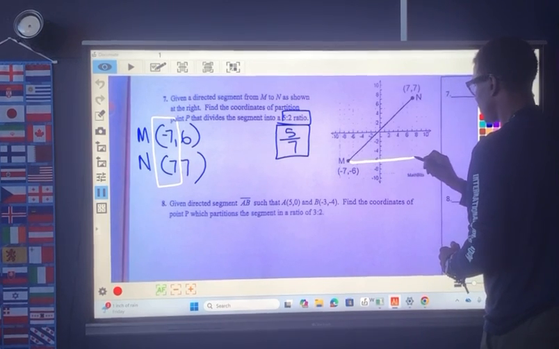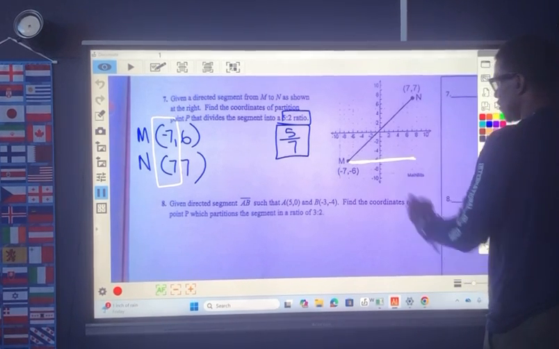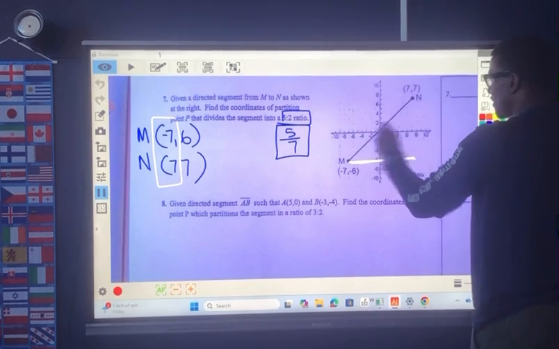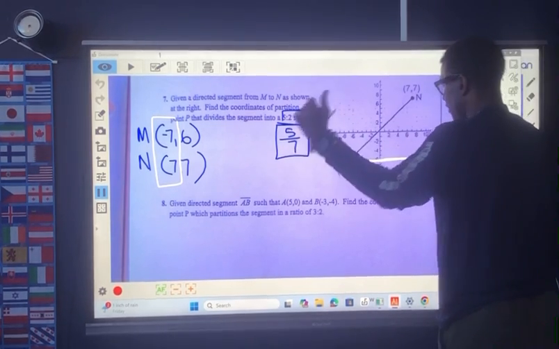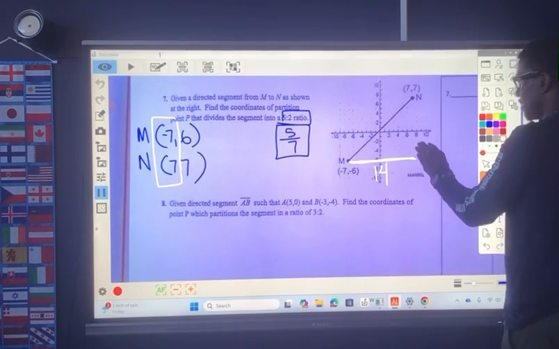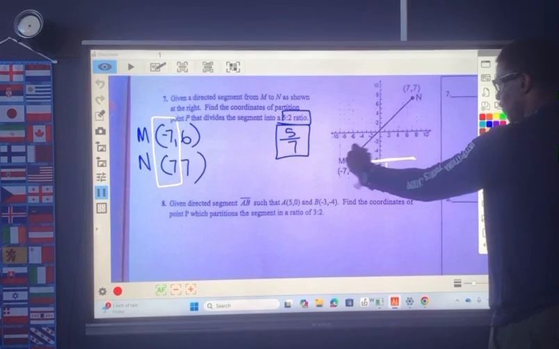So, looking at this graph, to find where P is, you're going to have to find the distance from M to N. What's the total distance? You use the x-axis. Yes. It's a what? 14. So on the x-axis from M to N, it's a distance of 14.